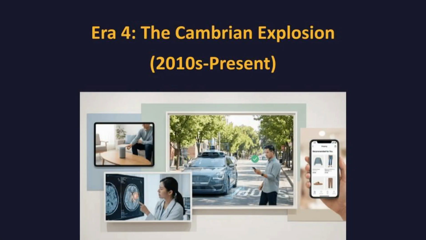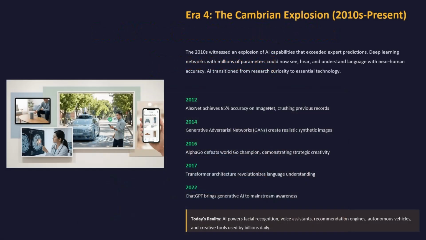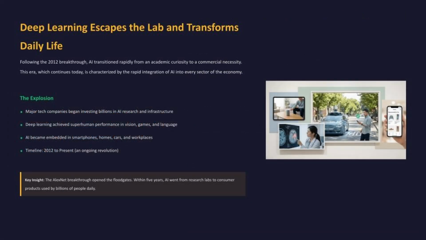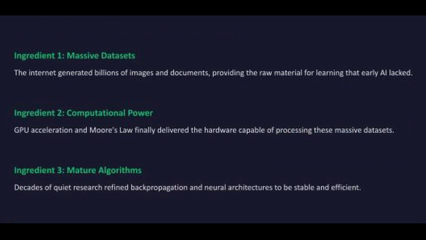Era 4, the Cambrian explosion, 2000s, 10s to present. And after decades of quiet research, we finally hit the jackpot. We call this Era 4 the Cambrian explosion because, just like that biological event, AI capabilities suddenly exploded in diversity and complexity. We moved from the lab to the real world almost overnight. This era is defined by deep learning finally delivering on its promise. The key takeaway here is that the three ingredients we discussed, data, hardware, and algorithms, finally converged.